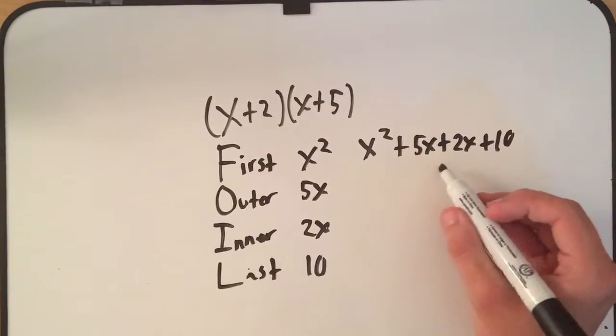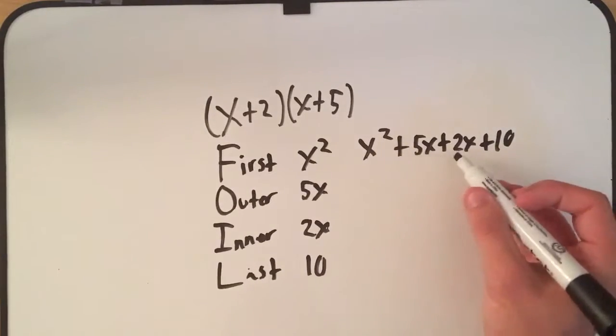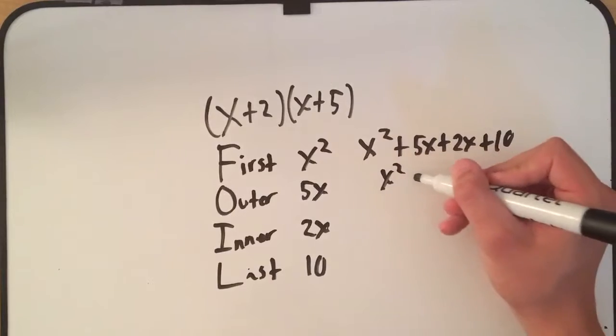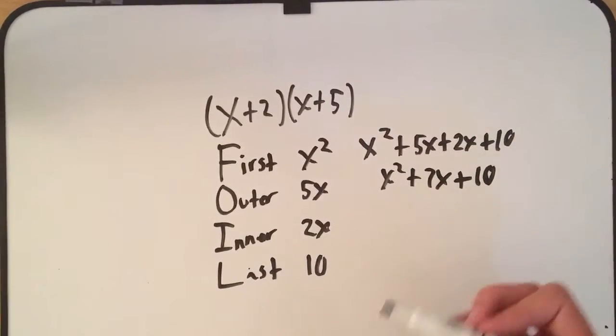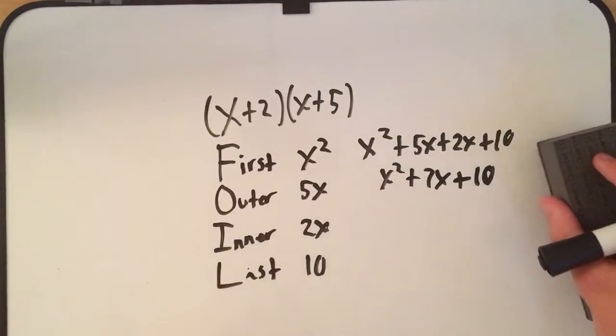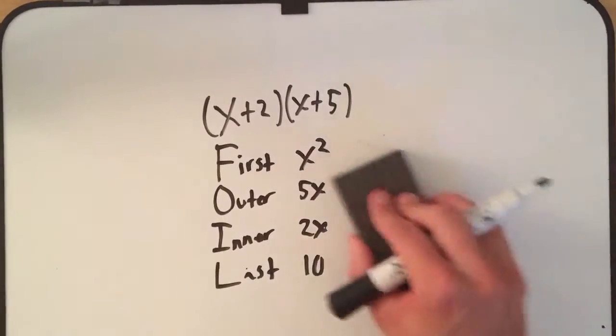And then add up any common terms like the 5x and the 2x. And there's your answer. However, there's also a different way you can do this.